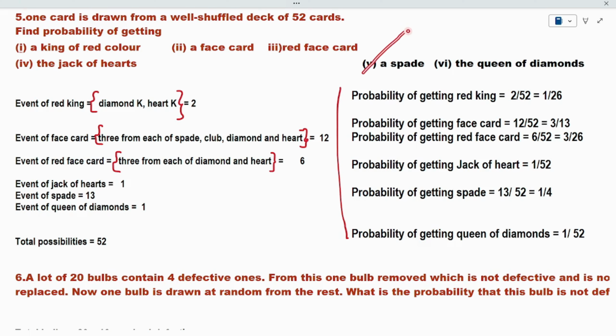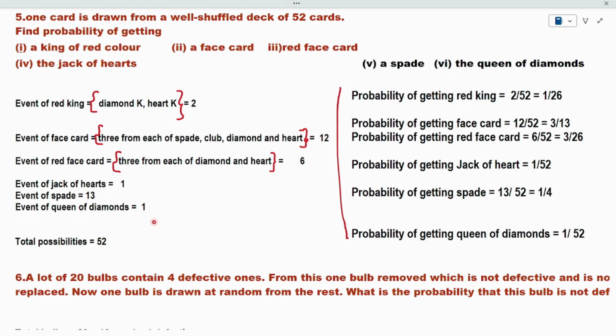Then come to the event of the spade. How many spades do I have? I have a total of 13 spades in the 52 cards. So the event of spade is equal to 13. Now we need to find the event of jack of heart. First of all, we have 13 hearts. In the 13 hearts, how many jacks do I have? Only one jack. So the event of jack of heart is 1. Then come to the 6th one, the queen of diamond. We have 13 diamonds. In the 13 diamonds, I have only one queen. So the event of queen of diamonds is equal to 1.